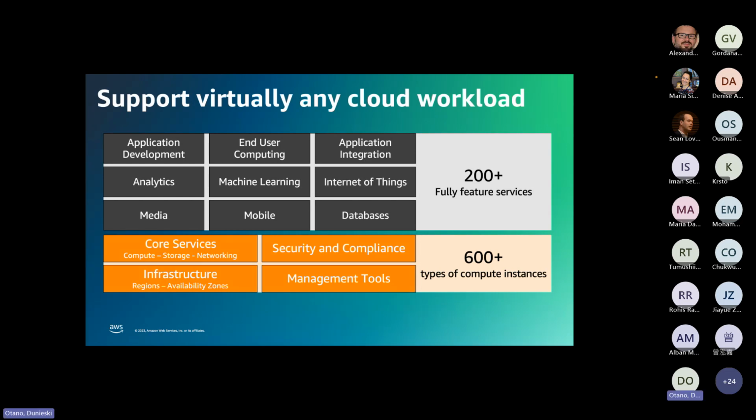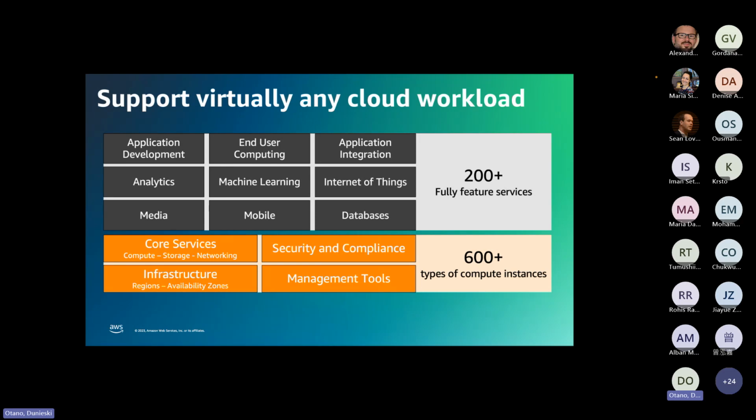So AWS also has the deepest functionality within those services. For example, AWS offers the widest variety of databases that are purpose-built for different types of applications, so you can choose the right tool for the job to get the best cost and performance, right? So these are some of the things that AWS can offer.